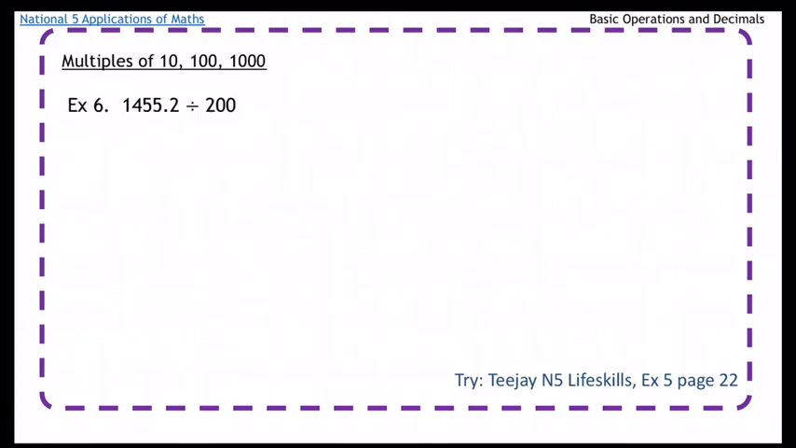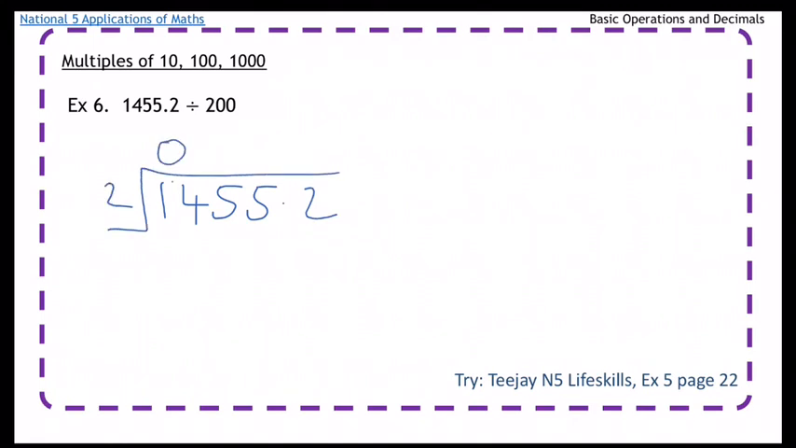Right, last one. We're going to divide 1,455.2 by 200. So I'm going to do dividing by 2 first. So little bus stop, 2 there. 2 into 1 doesn't go. 2 into 14 goes 7 times. 2 into 5 goes twice, remainder 1. 2 into 15 goes 7 times, remainder 1. 2 into 12 goes 6 times.